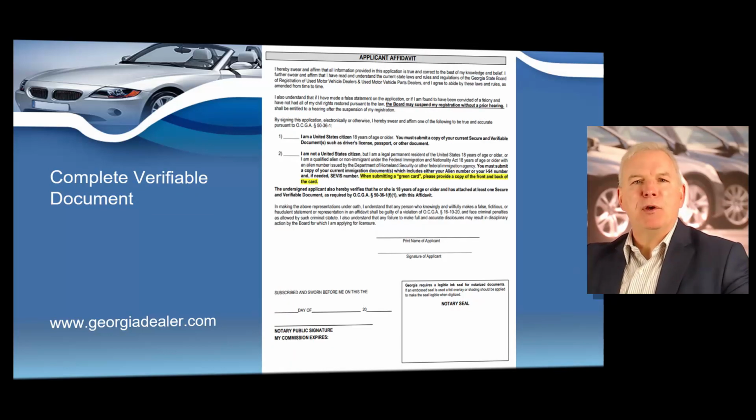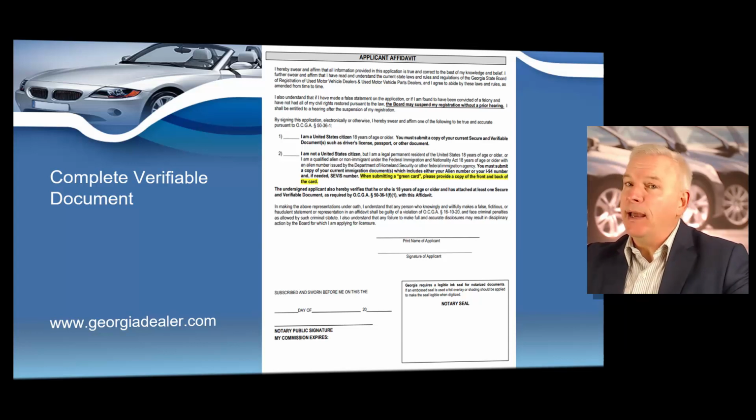Now, this is what's called the Secure and Verifiable Identity Document Act, okay? This requires applicants for licensure to submit an affidavit of citizenship and a secure and verifiable document regarding the United States citizenship status. So you are going to complete what is known as your verifiable document. You are swearing that all information on this application is true and that you understand the laws and regulations of the board must always be followed. You are also clarifying that if you submit false information or if you did not disclose any felonies, that the board may suspend your license without notification.